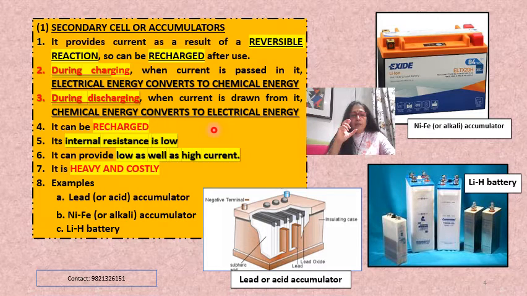The reactions inside it are reversible reactions, depending on the current that comes in or goes out of it. During charging, current is passed through it, electrical energy converted to chemical. During usage, current is discharged from it, chemical becomes electrical. Understand the concepts clearly, then you never falter on which cell is being used where, why, and the differences between them. You will not falter.